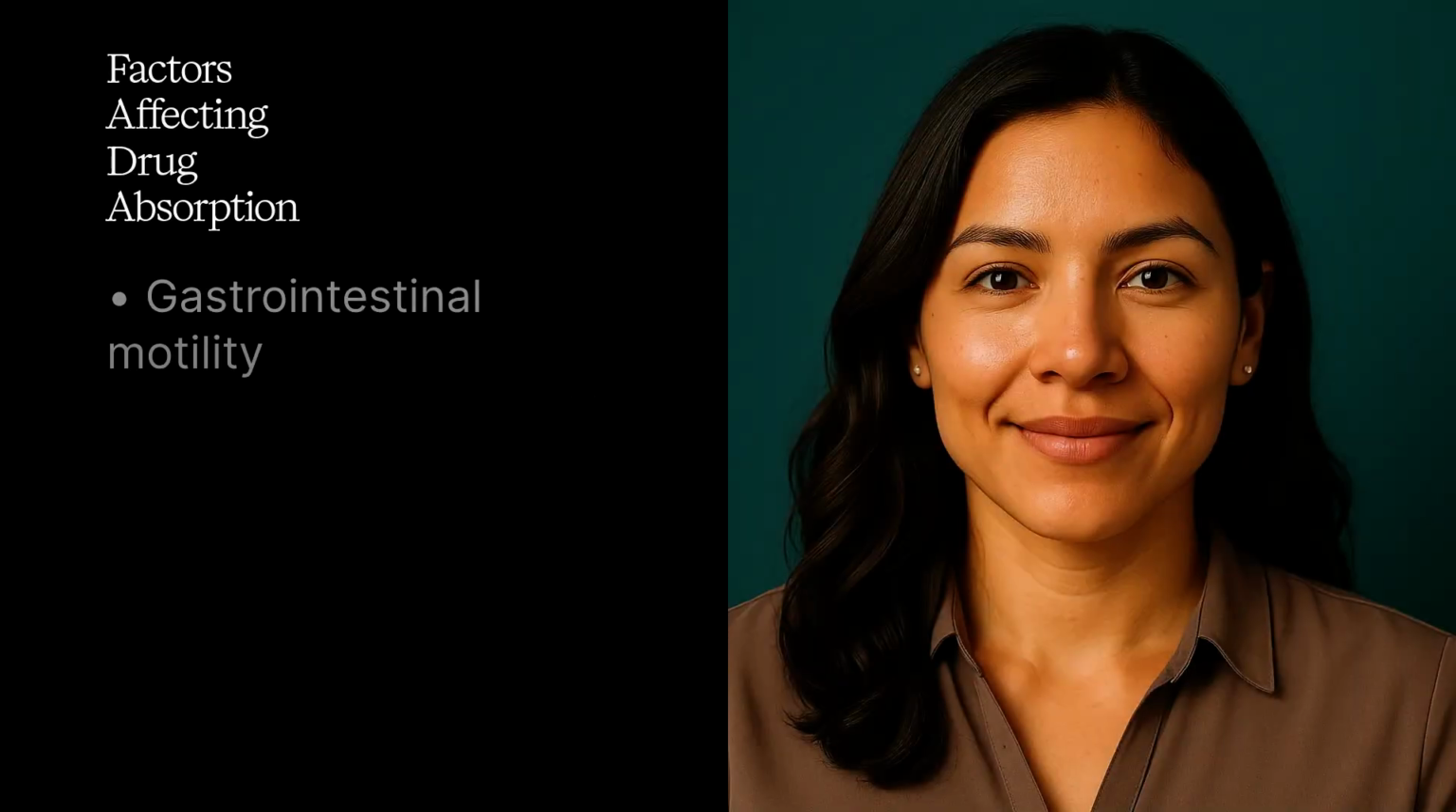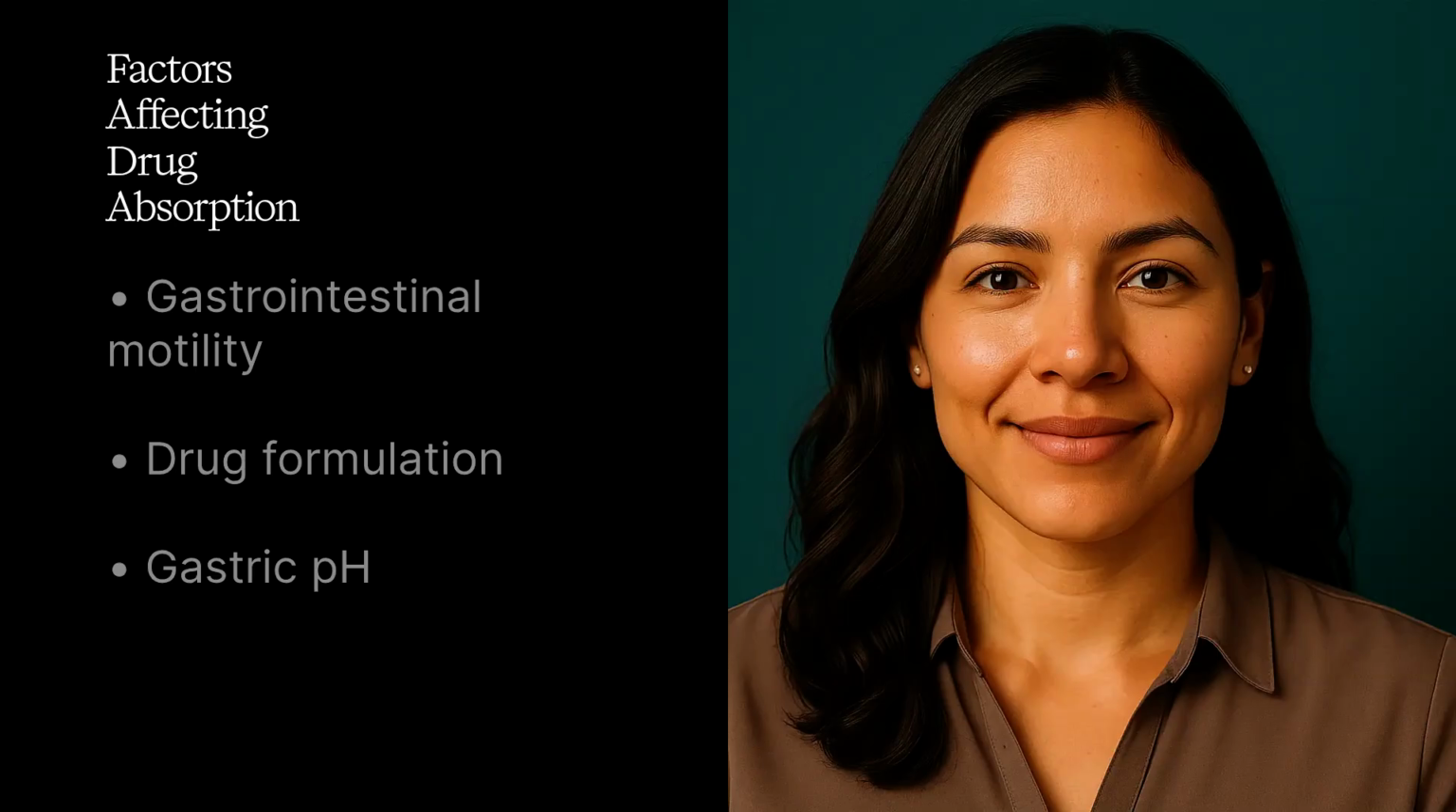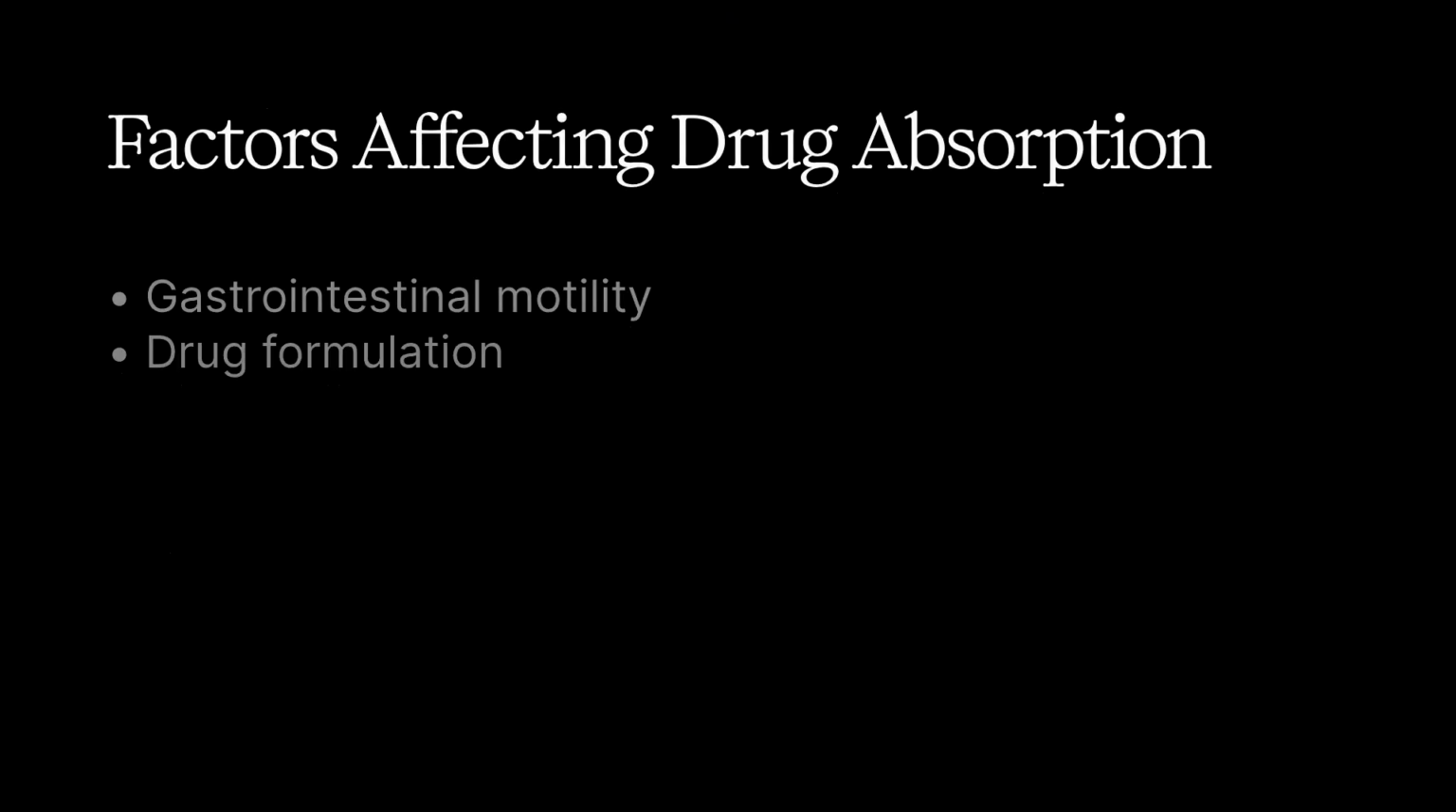Which of the following factors can affect the absorption of a drug from the gastrointestinal tract? Select all that apply. The correct answers are A, C, and D. Gastrointestinal motility, drug formulation, and gastric pH can all affect drug absorption. The first pass effect is a form of metabolism, not absorption.